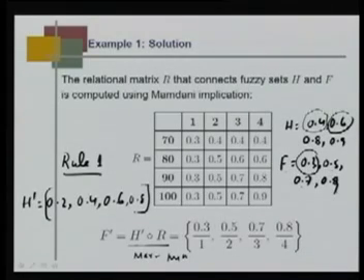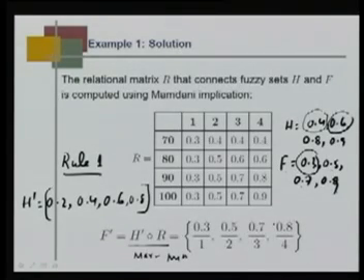This is my H dash, moderately hot, and I have to do compositional inference between H dash and R. I am repeating this so that you understand how to compute it. You put this row vector along this column vector, and for each element you find the minimum. Here it is 0.2, 0.3, 0.3 and 0.3, and the maximum of that is 0.3. Similarly, you put it vertically again. Here the minimum is 0.2, here 0.4, here 0.5, here 0.5, and the maximum is 0.5, and so on. For the next, here it is 0.2, here 0.4, here 0.6 and here 0.8, and the maximum is 0.8. So, F dash is 0.3, 0.5, 0.7, 0.8.